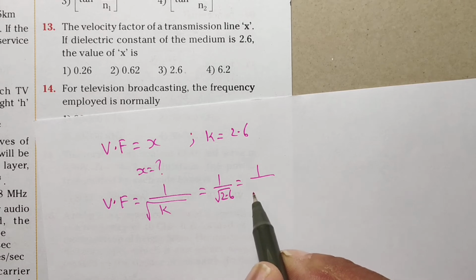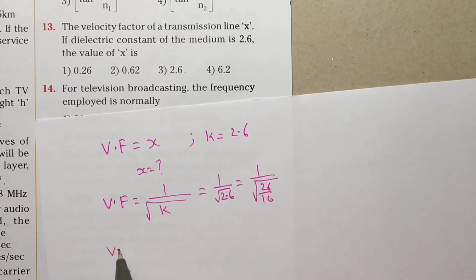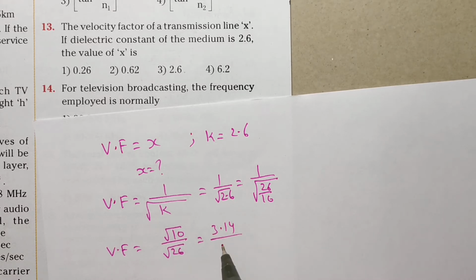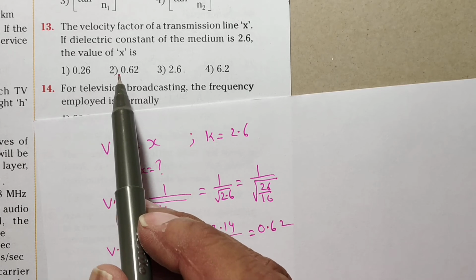This can be written as root of 26 by 10. Now velocity factor is equal to root 10 divided by root 26. Root 10 means 3.14, root 26 is around 5. That means 0.62 we are getting. That means second option is the correct one.